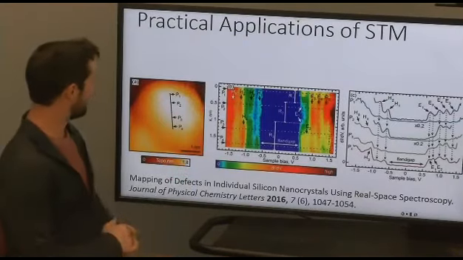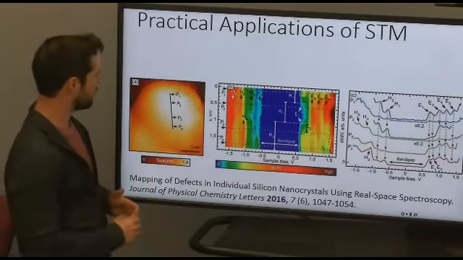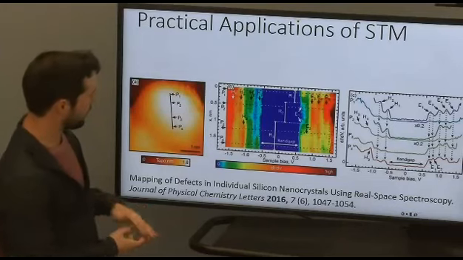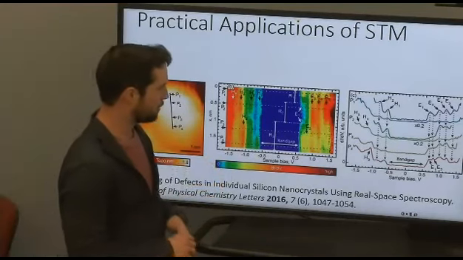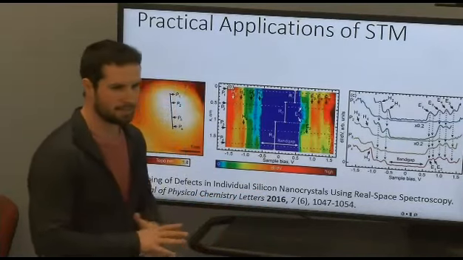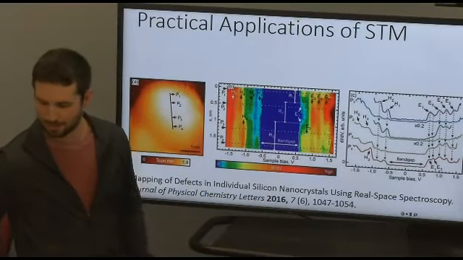Here's just a cool application of it. This is a silicon nanocrystal where they did STM all the way across, and we're able to calculate the local density of states based on the current, and use that to determine whether there are different defects and such within it, and the effects on the density of states.